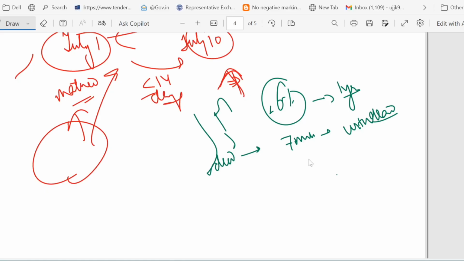And if a depositor dies 7 months in, but the payment happens after the FD maturity date, the bank pays 6% up to the maturity.